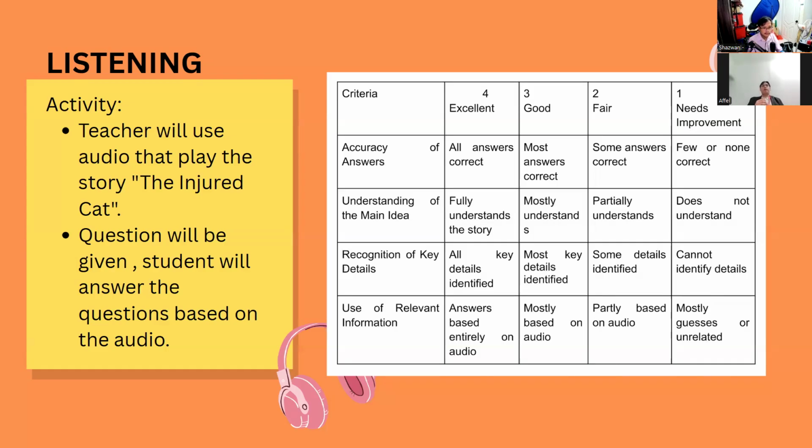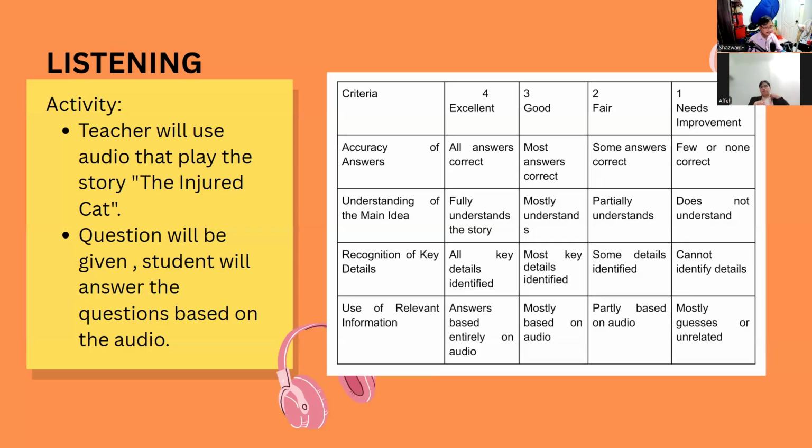So basically, when it comes to listening, one of the important things is accuracy in listening to the audio. Whether you can catch the words by words and also catching the main idea of the story itself. In this case, the story. Okay, so that's why we decided to put these criteria in making the rubric itself.